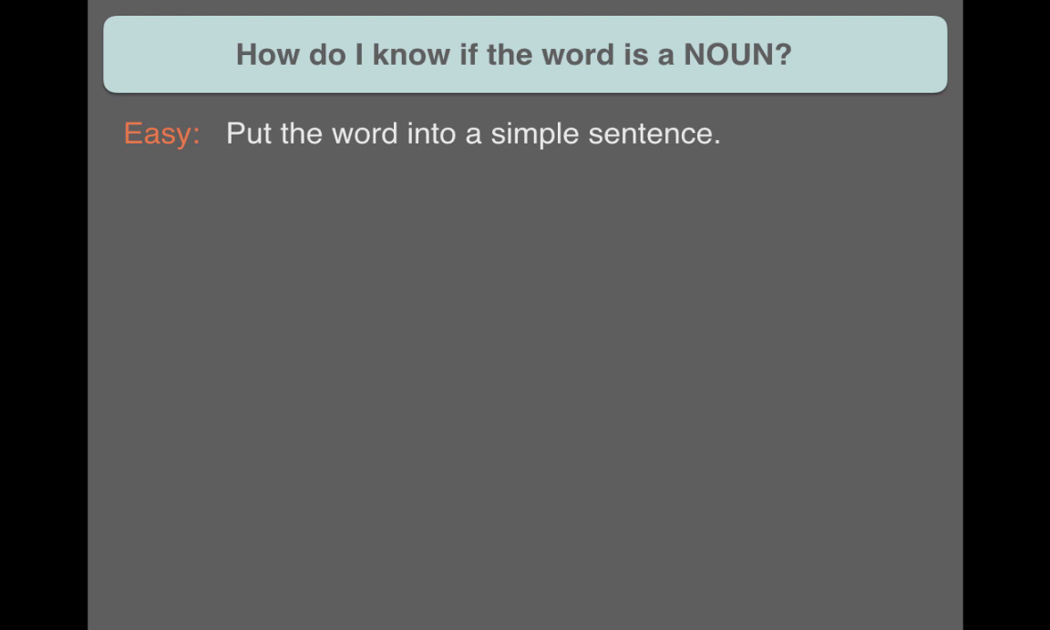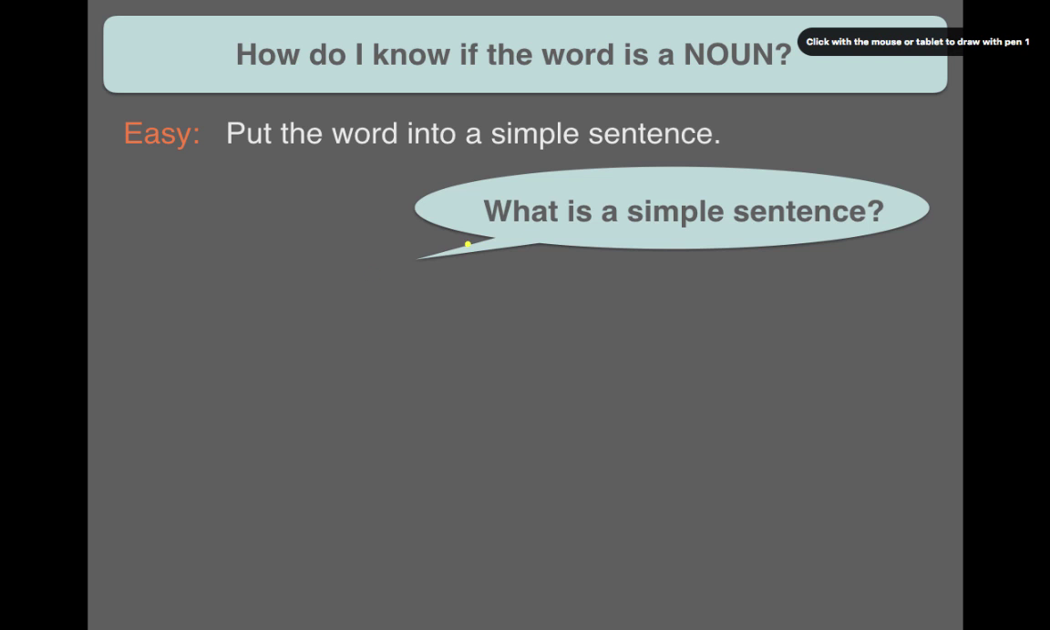So the big question is, how do I know if a word is a noun? My fifth grader was reviewing nouns, because you'll review nouns throughout first grade, fifth grade, seventh grade, hopefully again in high school, but often not. So it's good to review. The way I taught my son is I said, look, what you need to do is put the word into a simple sentence. That sounds easy enough, right?